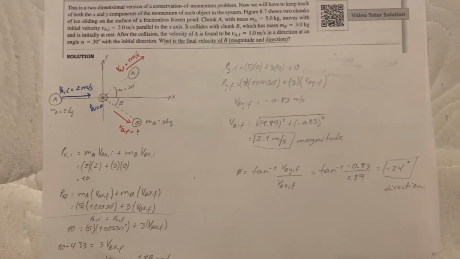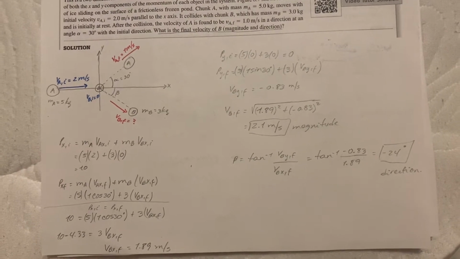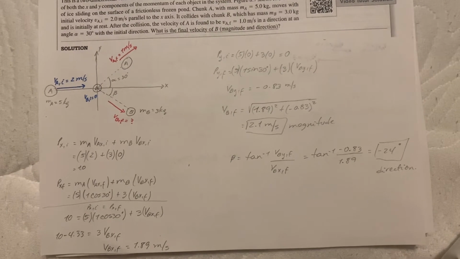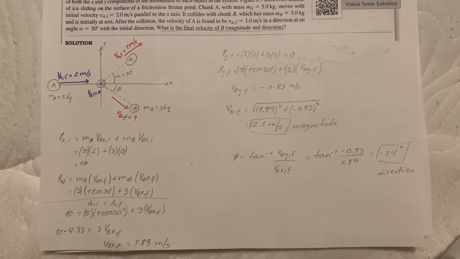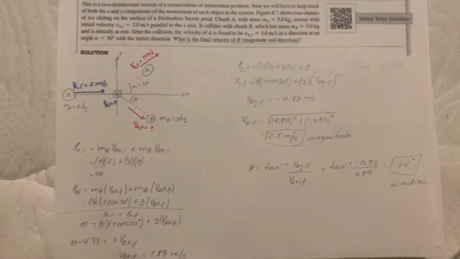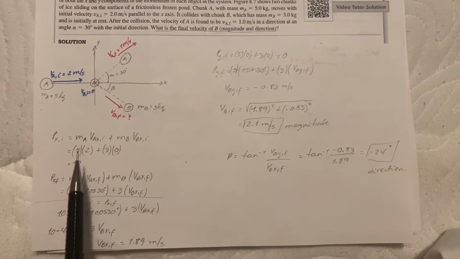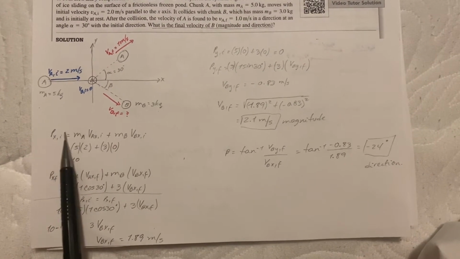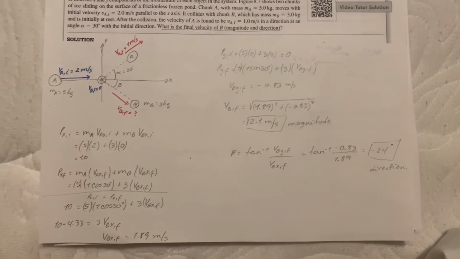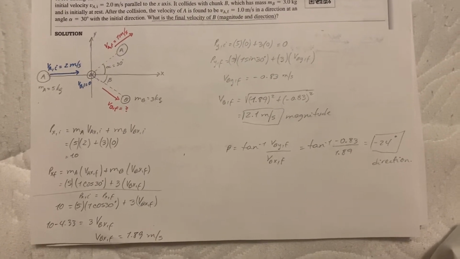they are going to collide, and the final velocity of chunk A is going to be 1 and at a 30-degree angle, and they want us to find the final velocity of chunk B. To find the final velocity of B, we're going to first find the momentum in the x direction, or the initial momentum in the x direction, and the final momentum in the x direction.